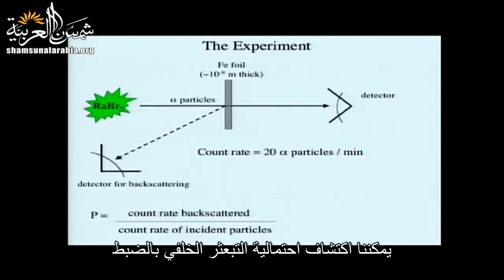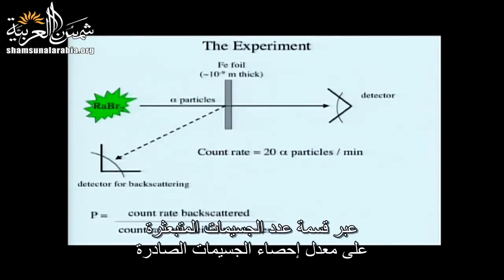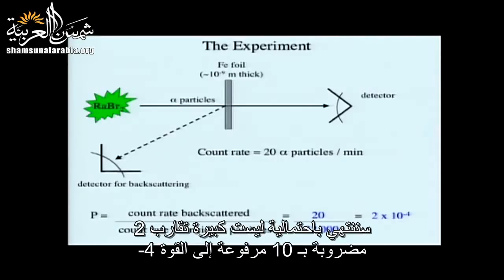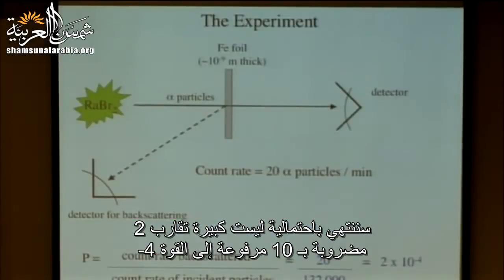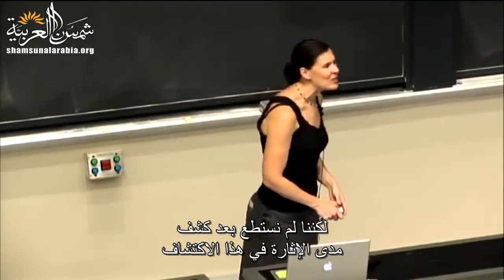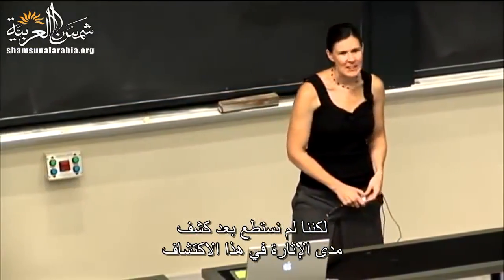We can figure out exactly what the probability of this backscattering was just by dividing the count rate of the number of particles that were backscattered by the count rate of the incident particles. So essentially, we just have 20, and our 20 is divided by 132,000. So we end up with a not so large probability of 2 times 10 to the negative 4th. But still, we can't even overstate how exciting this discovery was.